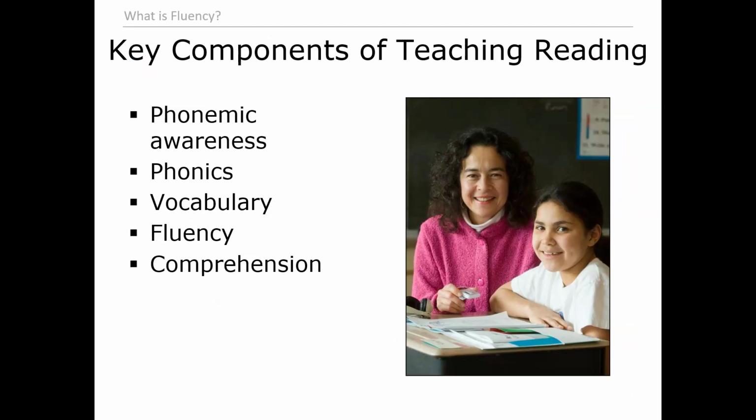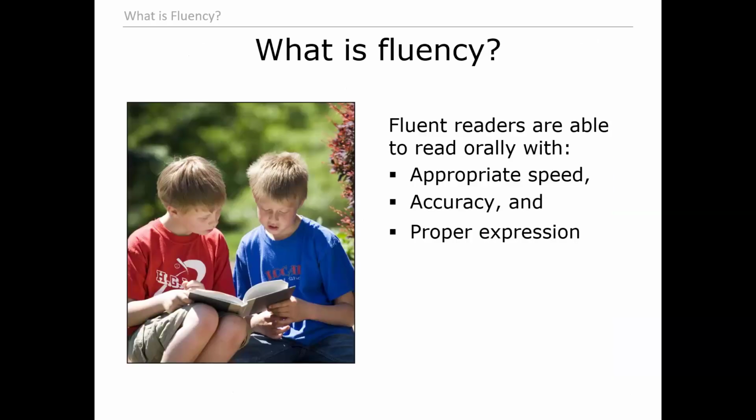So I mentioned how important the different areas of reading are. We know that teaching reading doesn't happen in a vacuum. So we have phonemic awareness, phonics, vocabulary, fluency, and comprehension. And even though Read Naturally Live focuses on fluency, it builds in a lot of other areas of reading as well. And I mentioned that we want students reading at that appropriate rate for their age.